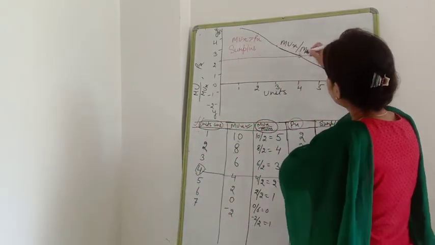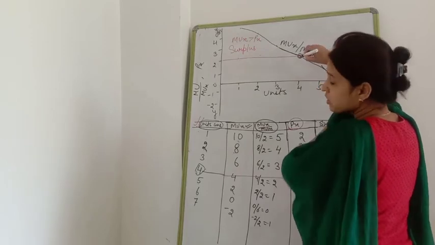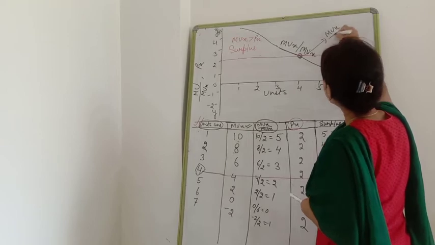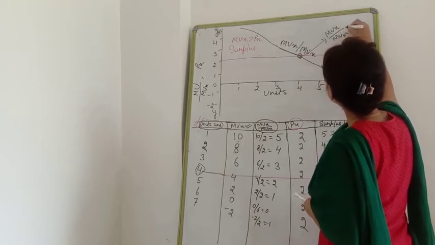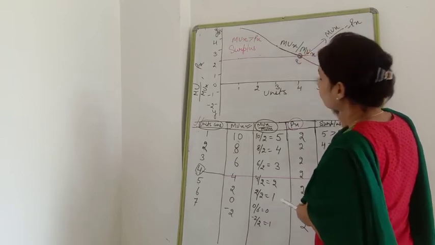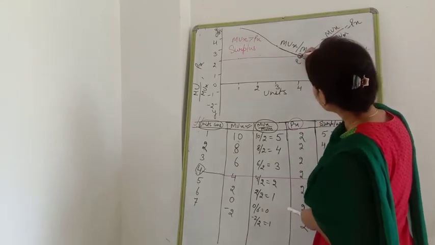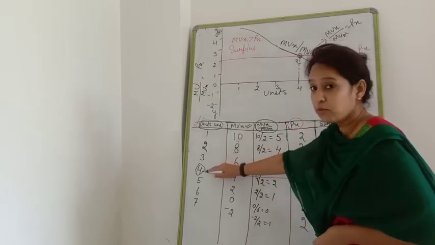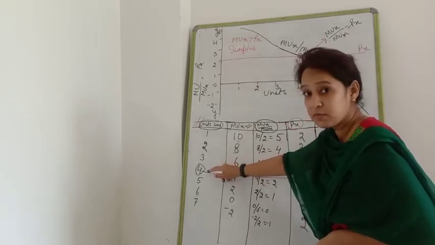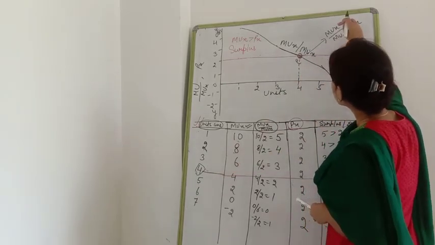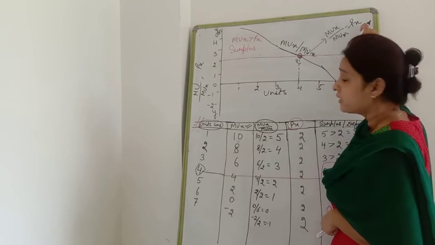Here you can see we are going to give a name to this point, the second point, where MUX divided by MUM is equal to PX. Clear? Here I have denoted the point E. This point is known as the consumer equilibrium point. At what point did I tell you the consumer is going to get maximum satisfaction? At the fourth point, because at this point his satisfaction level is equal to price.